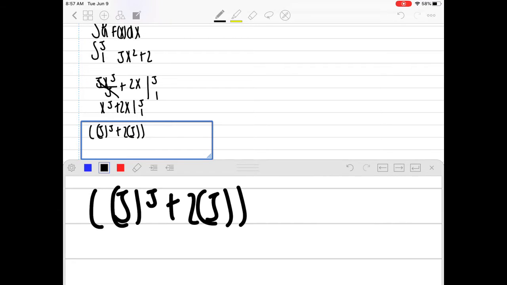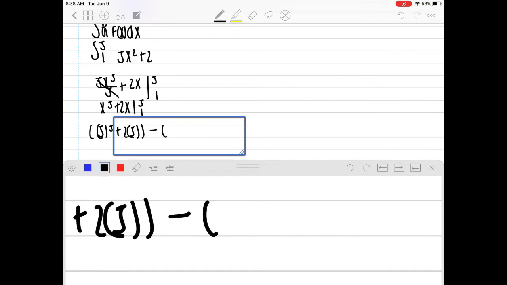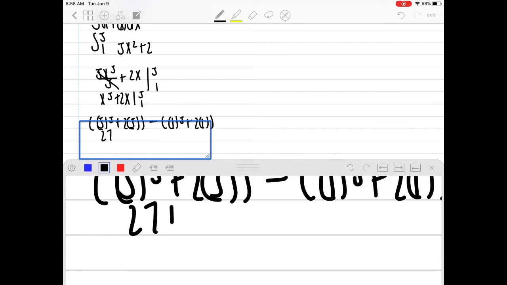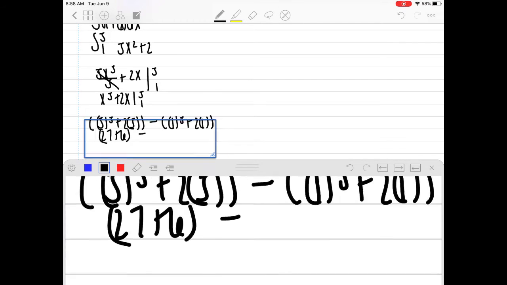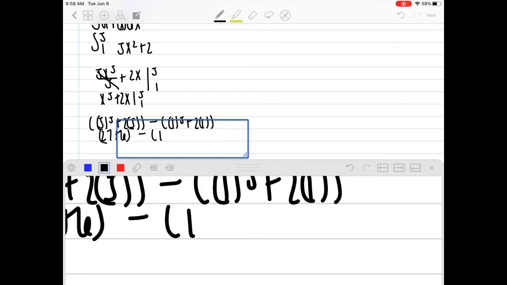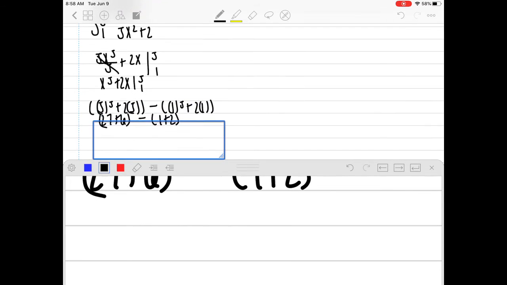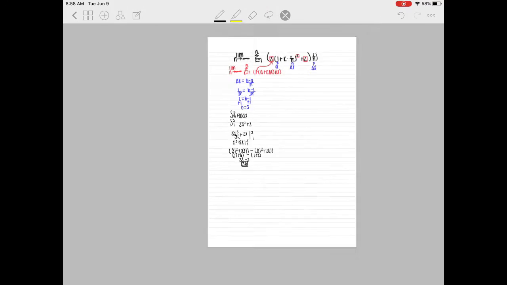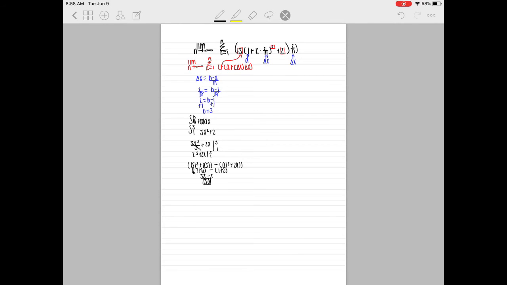So f of b, which is 3 cubed plus 2 times 3, minus f of a, which is 1 cubed plus 2 times 1. That's going to give us 27 plus 6 minus 1 plus 2, which is going to be 33 minus 3, which is going to give us 30. And that is it for the first example with the conversion of the Riemann sum to the definite integral, and then the evaluation of the definite integral.